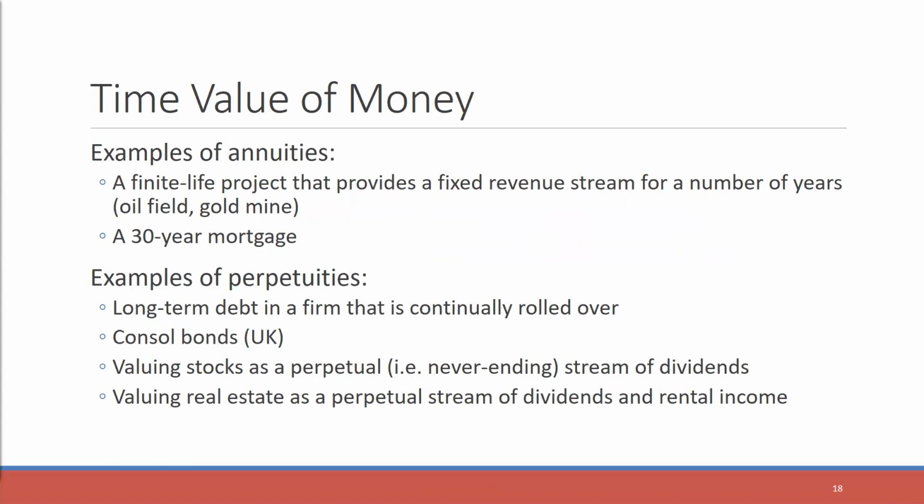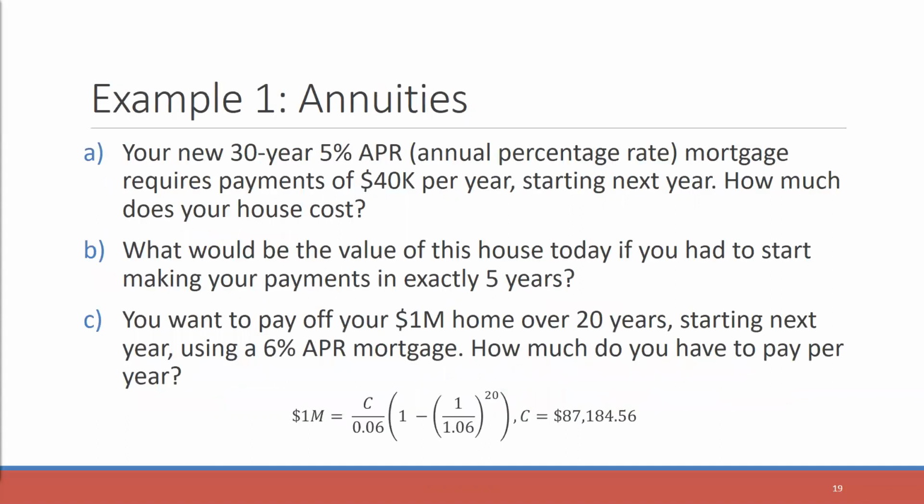An example of a perpetuity, in the UK, you have consol bonds, where more generally, if there's some long-term debt that the firm is just continually rolling over. So the firm never pays off the debt, but they just roll it over. The way that we value real estate, we think of it as a perpetual stream of dividends and rental income, and it's also the way that we value stock. We think of the stock as a never-ending stream of dividends and cash flows that are discounted back to today. So let's do some examples.